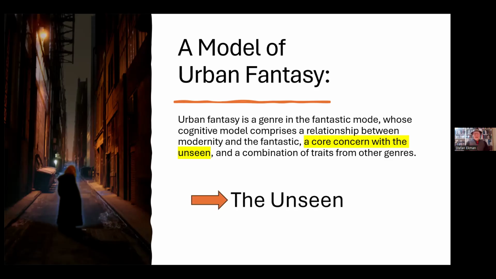And finally, there's a combination of traits from other genres. So urban fantasy, as I said, I didn't find it to be a subset of fantasy because it also contained very clear traits, characteristics from other genres. You could have from science fiction, you could have it from romance, from adventure novels, from horror novels and the Gothic novel. The one thing that they seemed to have in common was that they always combined various traits. There was always this hybridity of urban fantasy novels.